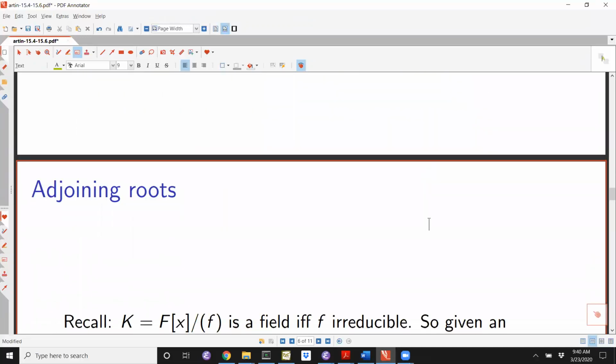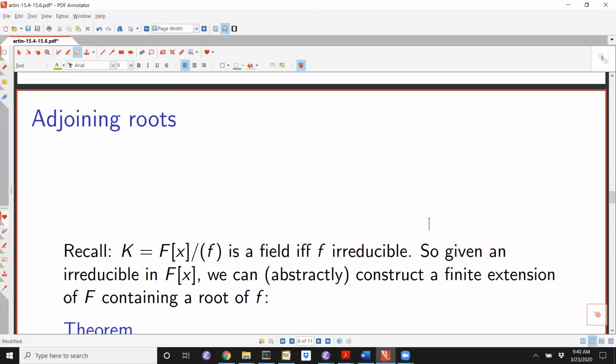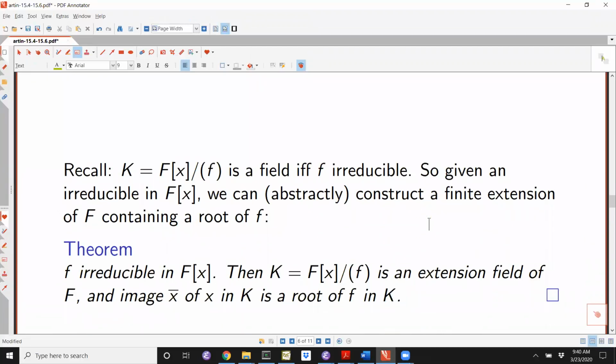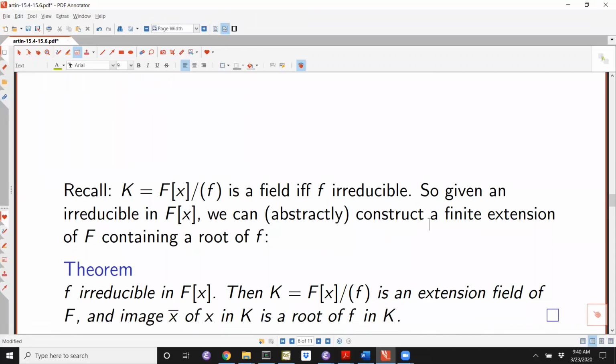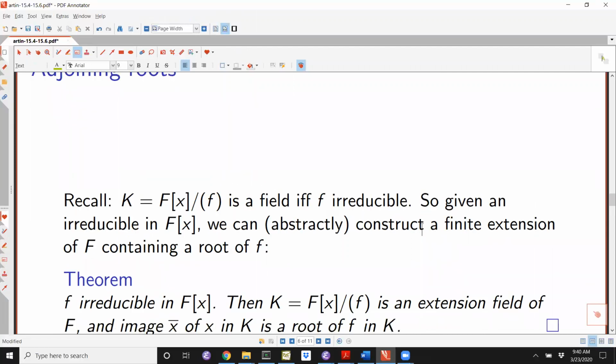So unfortunately, that means that our chapter 15 is going to be a little bit kind of technical. There's a lot of technical stuff in it, and kind of less fun. But we're actually getting to something pretty cool pretty soon in 15.7 when we develop finite fields. All right, so adjoining roots.